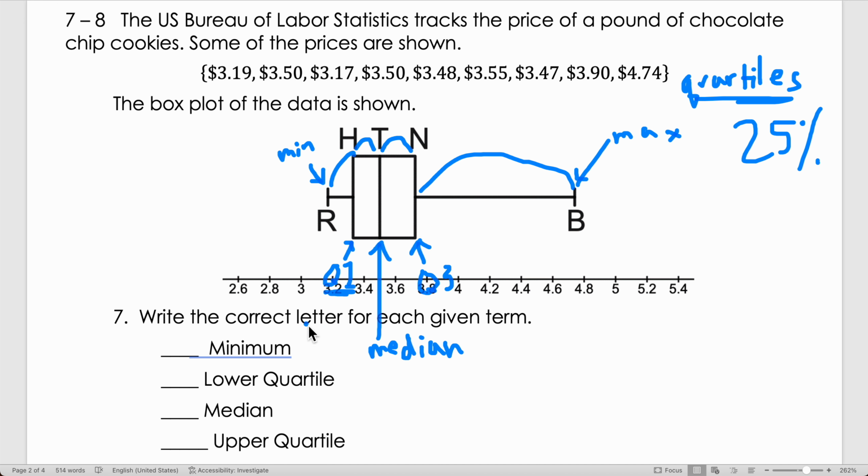Write the correct letter for each given term. Of course, the minimum is R. I kind of already did this. The lower quartile is the same as Q1, so that's H.